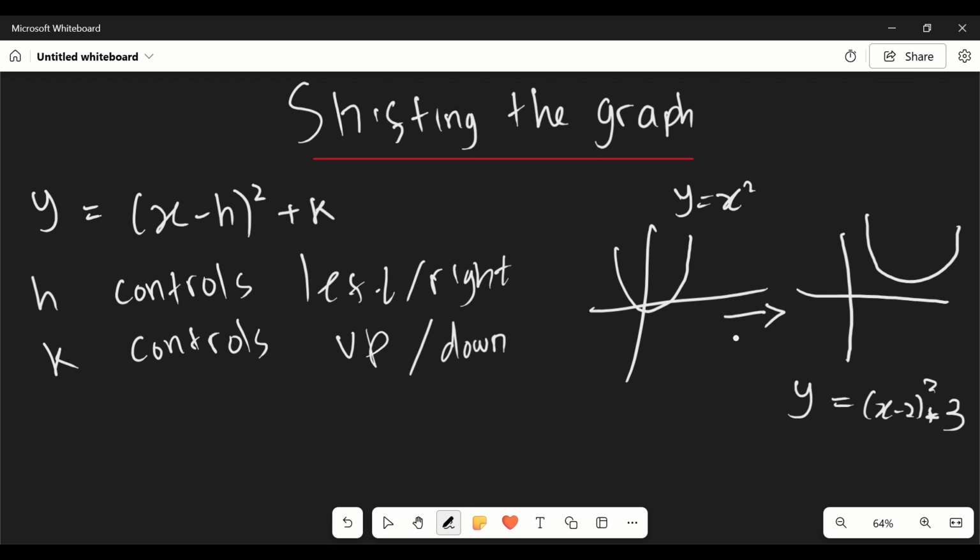Let's think physically. You are grabbing the curve and sliding it across the plane. And the vertex becomes h, k in the coordinates. So this form is called vertex form. It tells you the graph instantly.